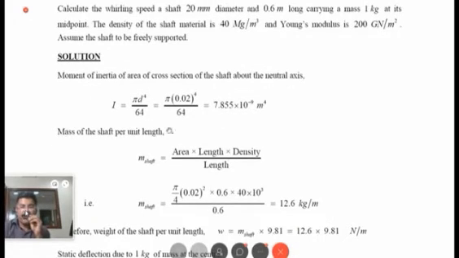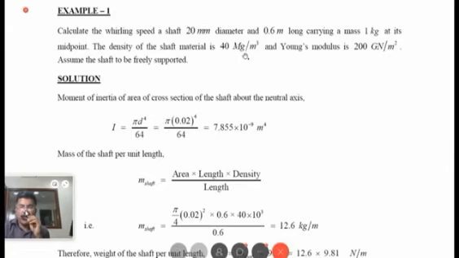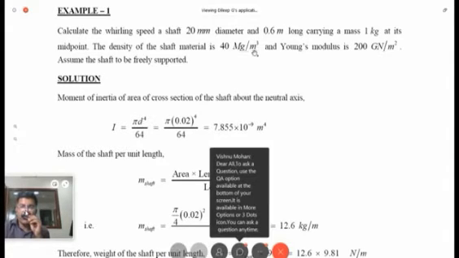Mass of the shaft per unit length, അല്ലെങ്കിൽ weight of the shaft per unit length, you can take rho AG. So A, area of cross section, is pi by 4 d square. D is 0.02. So you can find out A. Rho, it is 40 megagrams per meter cube. Mega means 10 raised to 6. So 40 into 10 raised to 6 grams per meter cube.